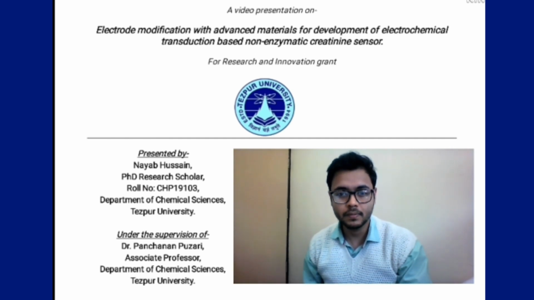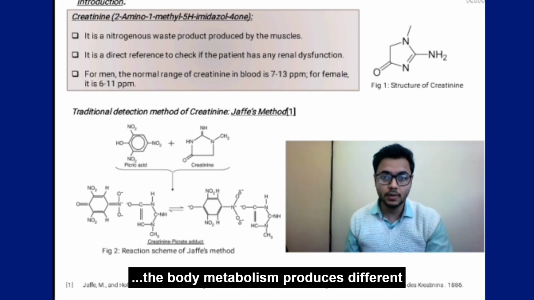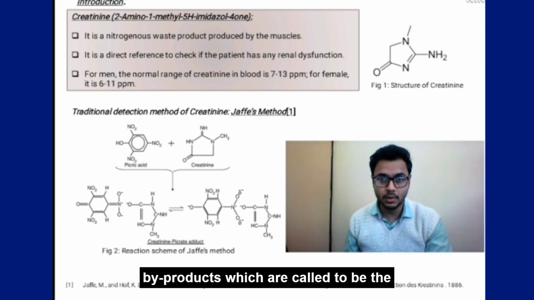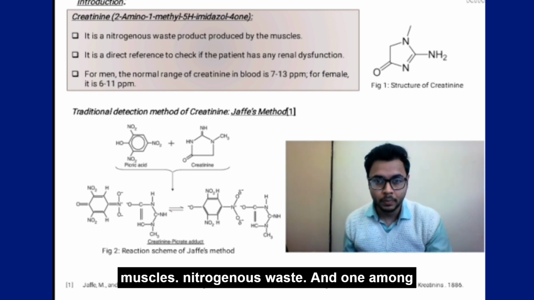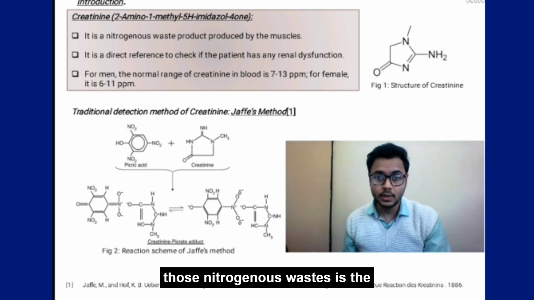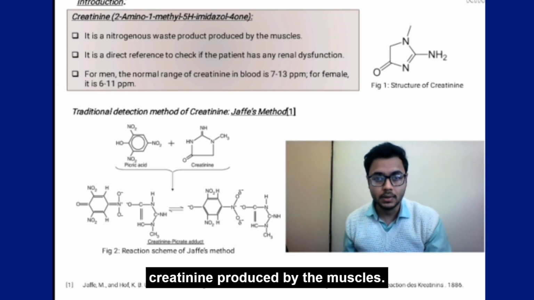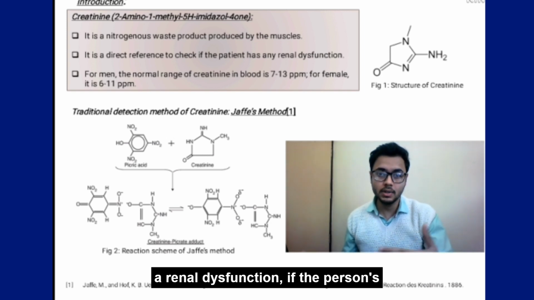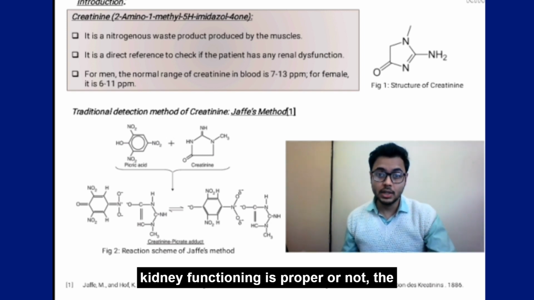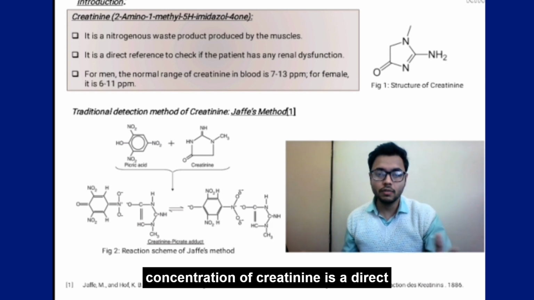Body metabolism produces different byproducts called metabolic waste, like different salts, phosphates, sulfates, even nitrogenous waste. One among those nitrogenous wastes is creatinine, produced by the muscles. To check if a person has renal dysfunction, whether the person's kidney functioning is proper or not, the concentration of creatinine is a direct reference.